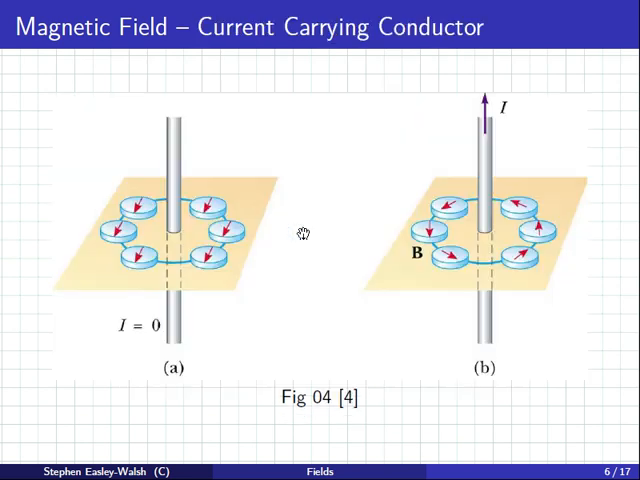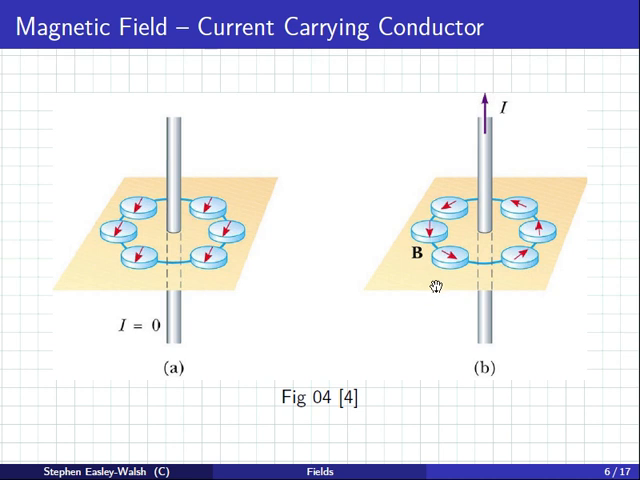Now, earlier in the definition, I told you that if you move a charge, which is a current, you can actually cause a magnetic field. Here's an example. Here there is no current flowing. But then the moment I turn the current on, you notice that you get a magnetic field around it. And actually the magnetic field is a nice circle.